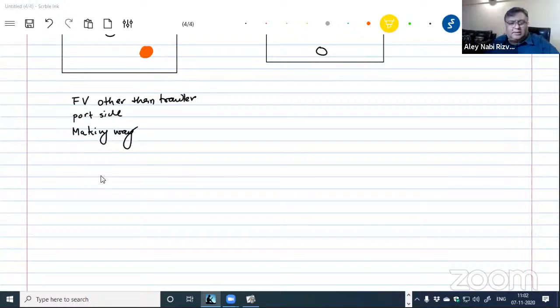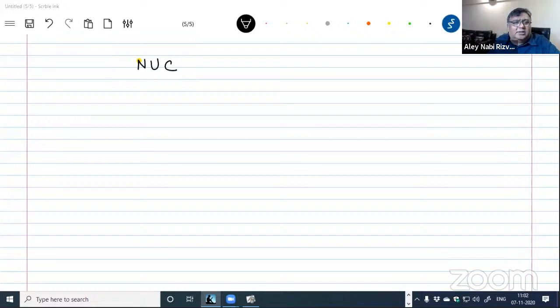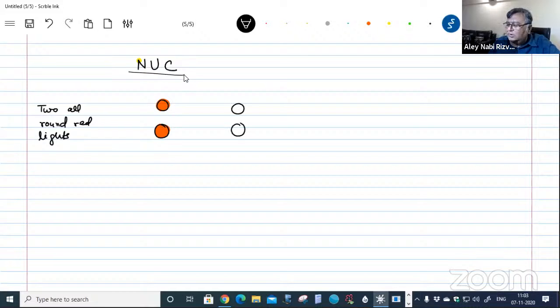Then we'll have to add something more for the next lecture. And this is about NUC. Let's talk about not under command. Not under command is a vessel which, because of exceptional circumstances, is unable to maneuver as required by these rules. So very simple, NUC will be having two red lights. Two all-round red lights in a vertical line where they can best be seen, and daytime will be two balls.